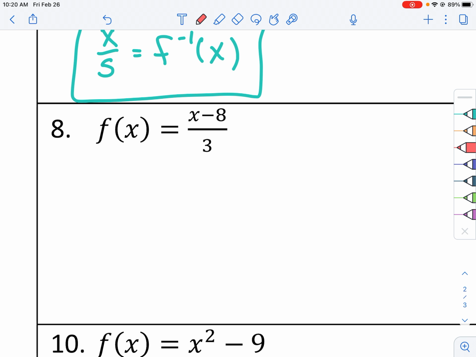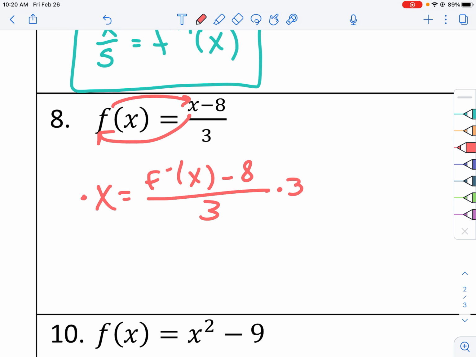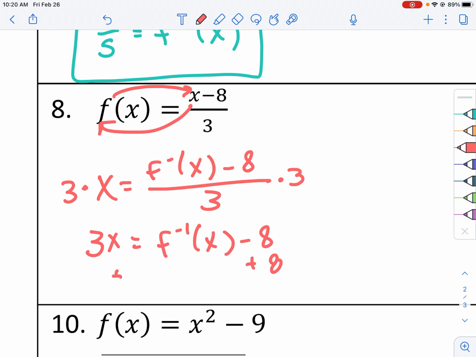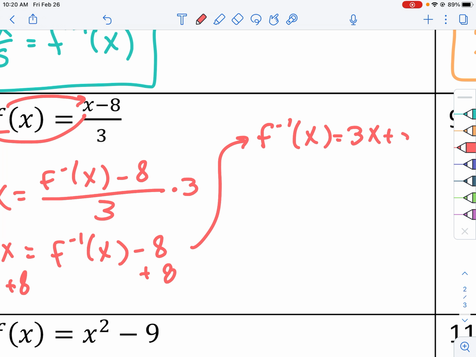Right here, we're just swapping the f and the x. So it's x is equal to the inverse f of x minus 8 divided by 3. So first we need to multiply 3 by both sides to get 3x is equal to the inverse f of x minus 8. And then you just add 8 to both sides to get f inverse of x is equal to 3x plus 8.